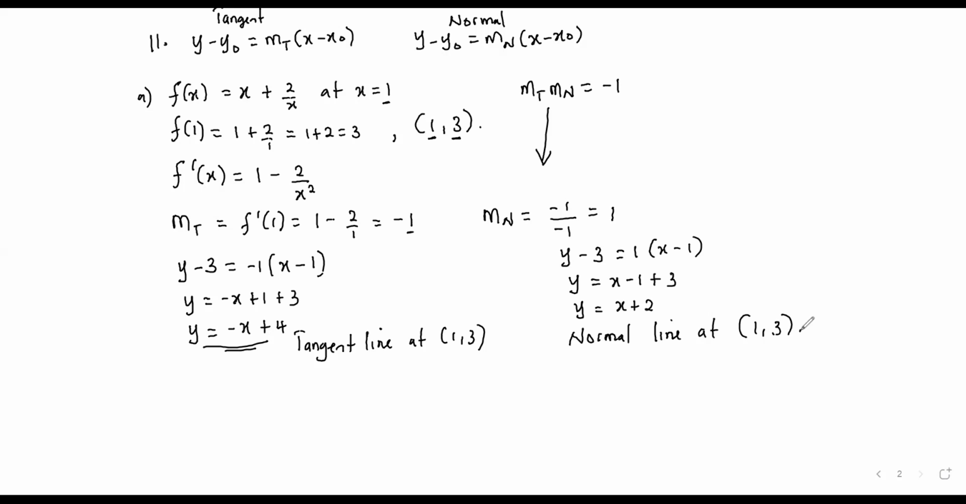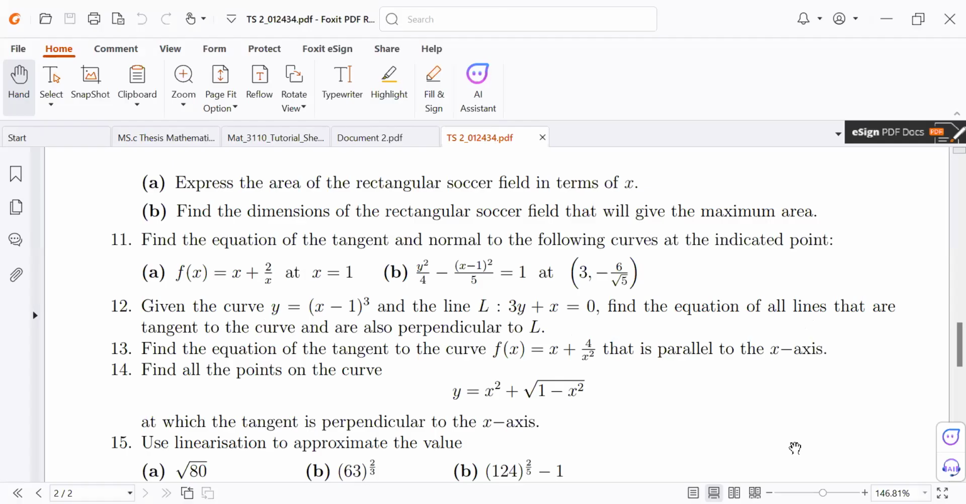We go back to the question. We also have for B. Now, interesting is how the B function is. The B function is y squared over 4 minus x minus 1 squared over 5 equal to 1. At that point, you don't even know which one is your f of x. Okay? We don't know. But as usual, we'll do the implicit thing until we find the dy dx.